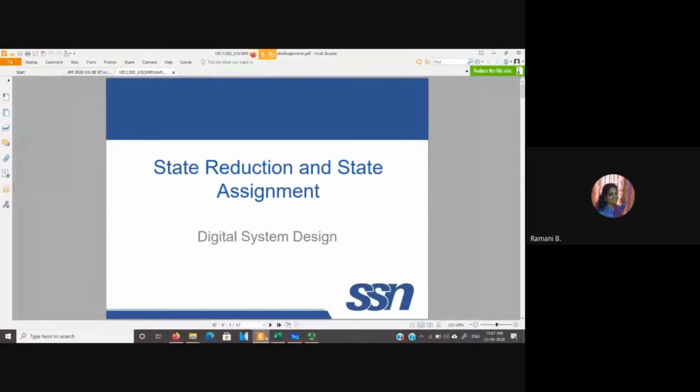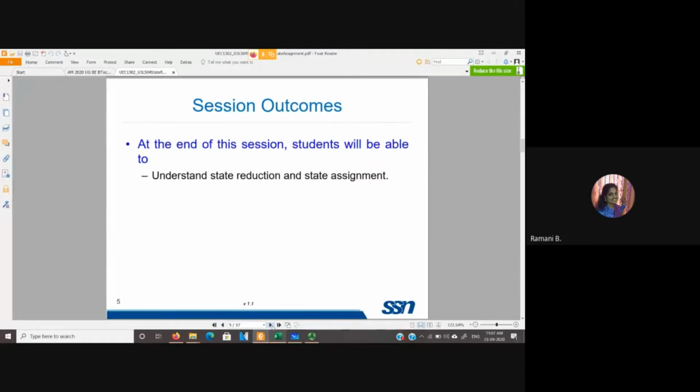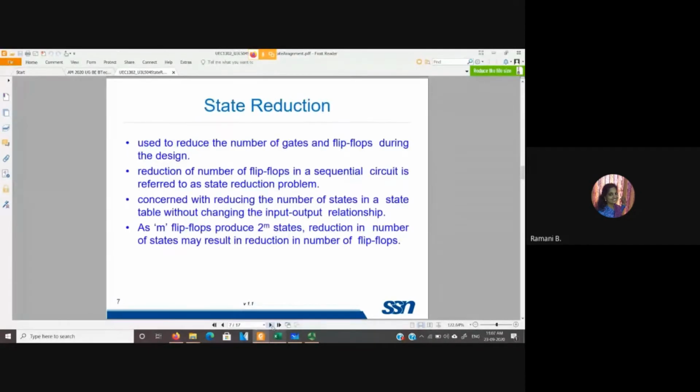I was mentioning the other day, if you are going to have n flip-flops, there is a maximum possibility of having 2 to the power n states, right? So we shall see, if you are given a state table, whether there is a possibility to reduce the number of states, and what will be the effect. So we have to understand state reduction and state assignment.